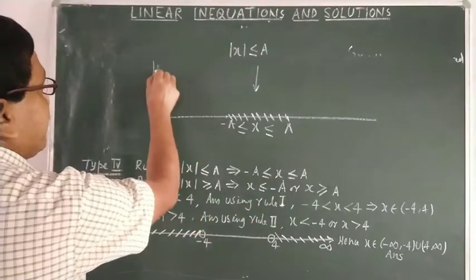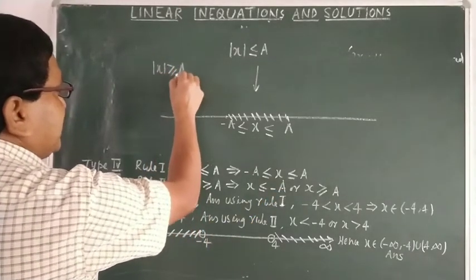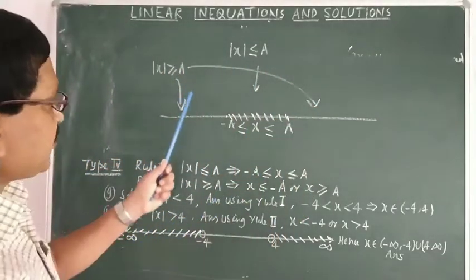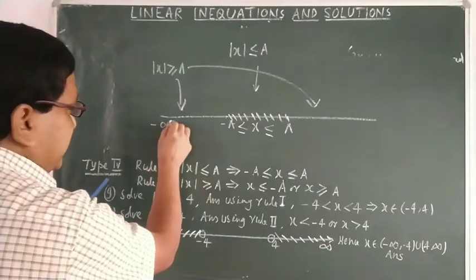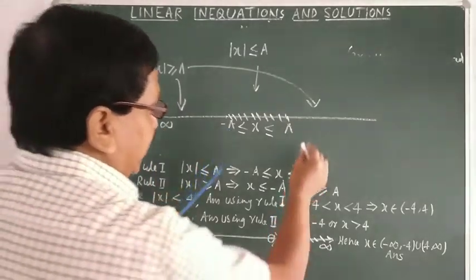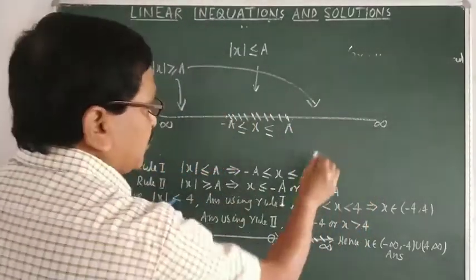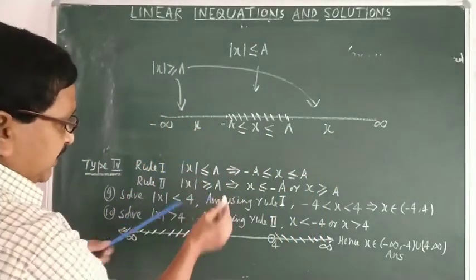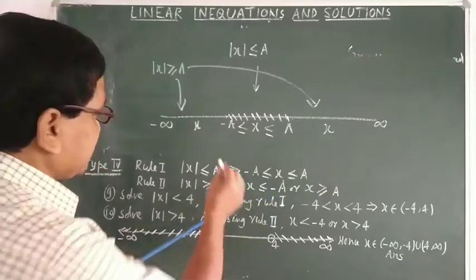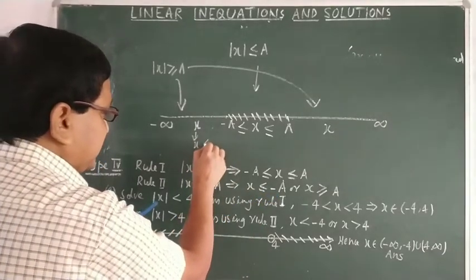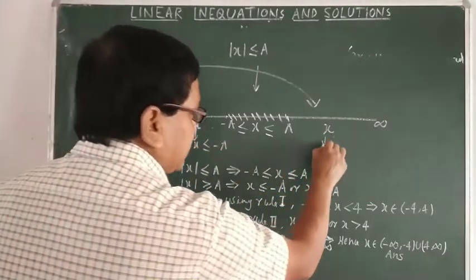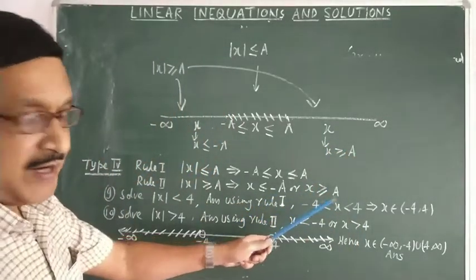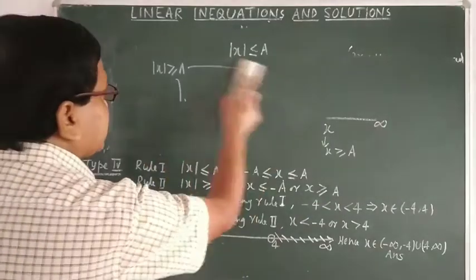But in case modulus of x is more than a, your answer will shift to this side and this side. So in case of more than a, the answer will be minus infinity to minus a and a to infinity. So x will shift here and x will shift here. So x is smaller than or equal to minus a, and x is bigger than or equal to a. So these 2 points are reflected. These are the 2 rules.